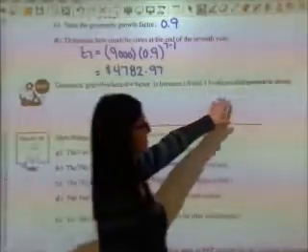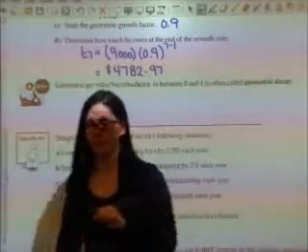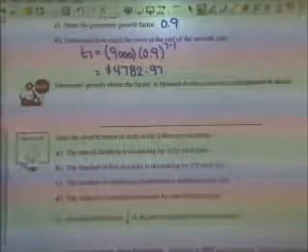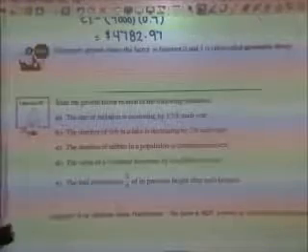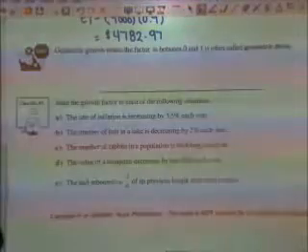So if my growth factor is between 0 and 1, I'm going to have geometric decay. So I just want to do class example number 3, and I'll save 4 for tomorrow. State the growth factor in each of the following situations. The rate of inflation is increasing by 3.5% each year. So what would my growth factor be?